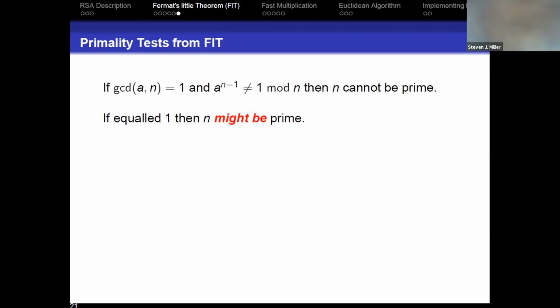There is a nice consequence of Fermat's little theorem: you can use it for primality testing. Imagine that a and n are relatively prime, and we calculate a to the n minus 1, and it is not 1 mod n. Well, we know that it has to be 1 mod n if n is prime. So this is a way to tell that n can't be prime. This seems absurd. You're able to tell a number is composite without giving a factor. I just know it's not prime. Now, if it equals 1, then it might be prime.